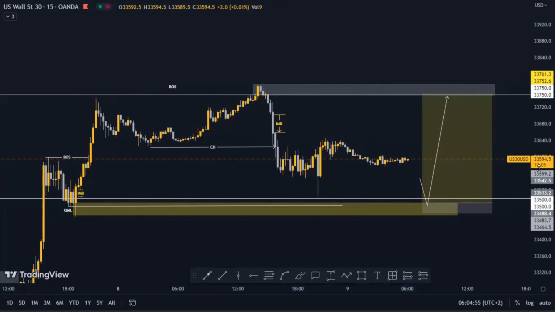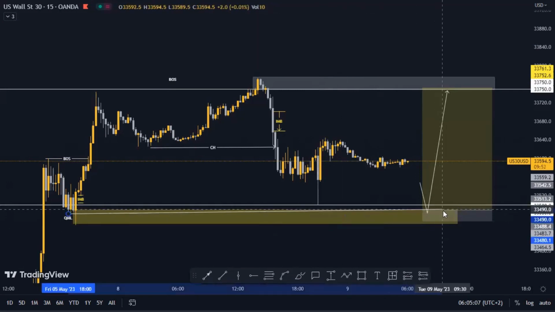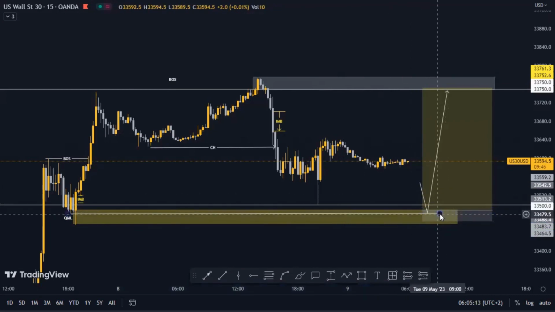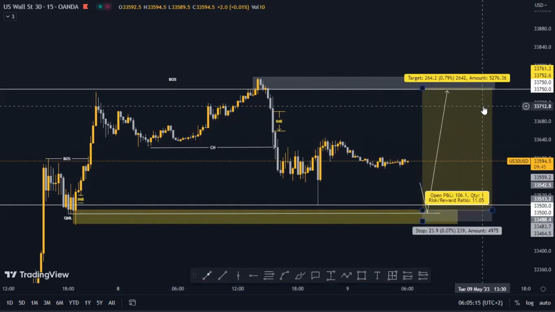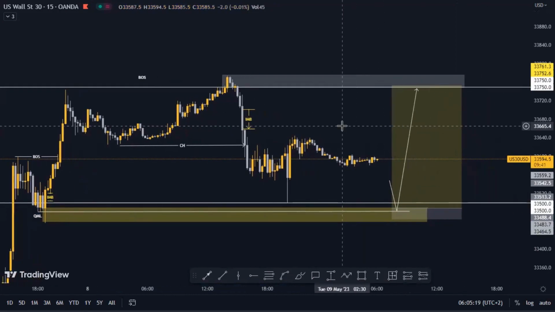So yeah, US 30 to me looks like this this week. We had a reaction here, reaction at the 33,500 level. However, I feel like we have to come back to this QML level. Right. I think we have to come back to this QML level and then push further to the upside. I don't know. The market does what it does, ladies and gentlemen.